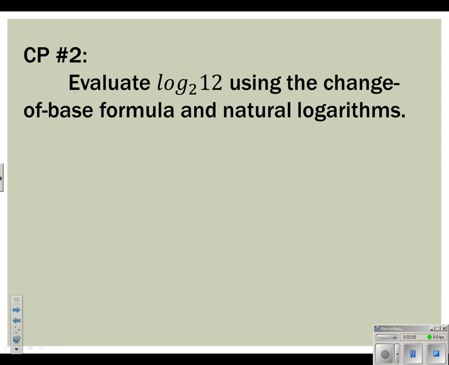Evaluate log base 2 of 12, same numbers, using the change of base formula and natural logarithms. Well, it's really not going to look a whole lot different here. We're still going to take the natural log of x, which is natural log of 12, and divide it by the natural log of 2. And we still end up with that same number value, 3.585. Okay, so just a little practice on how to maneuver through your calculator.